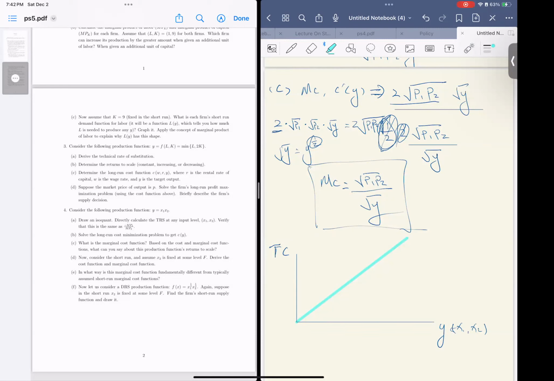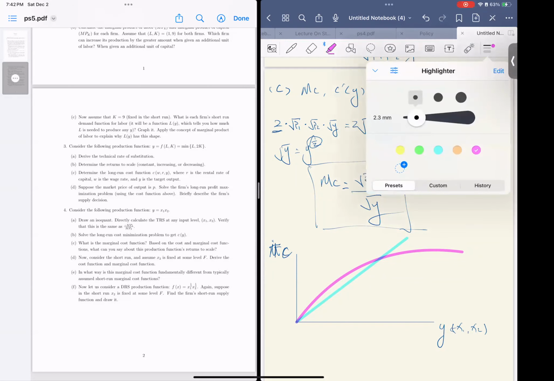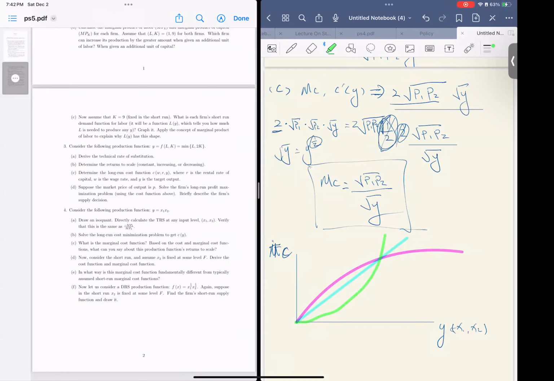Bending downward to the right, like a downward parabola. Wait, one second. Yep. So, let me just try a different color so I don't get confused. This is not total cost, it's marginal cost.